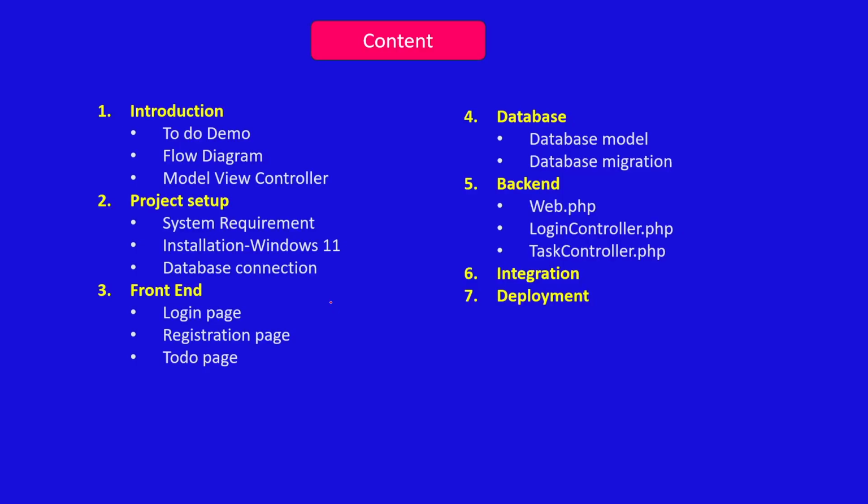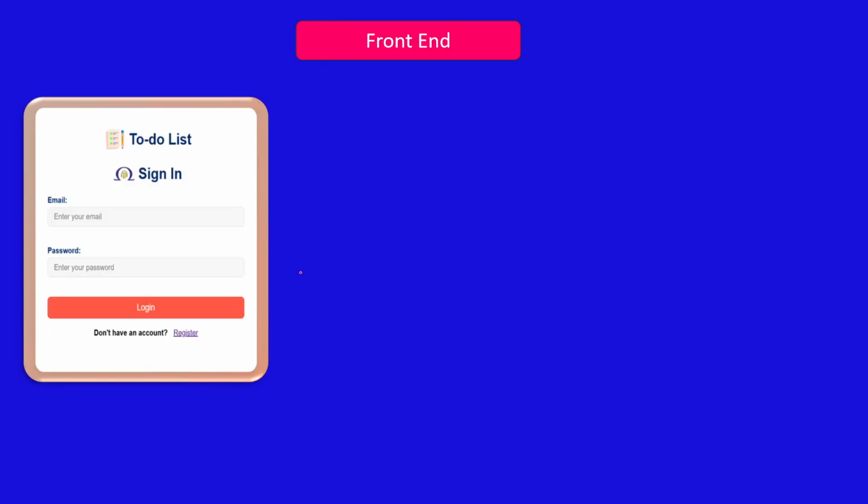In the previous video, we discussed how to set up the project for the Todo application. In this video, I'm going to show you how to create a login page for the front end of the Todo application. In the next video, I will show you how to create a registration page and Todo page. This is how the login page of the To-Do list looks like. So we will see how to create this page in VS Code.